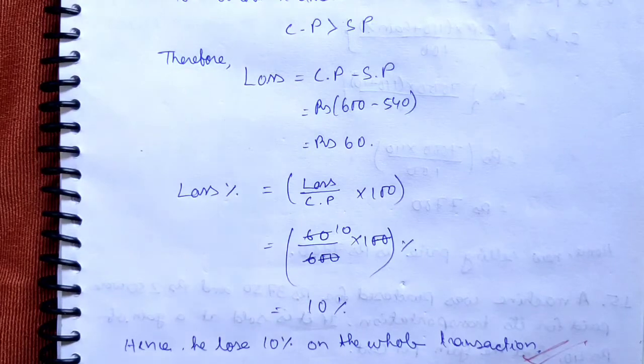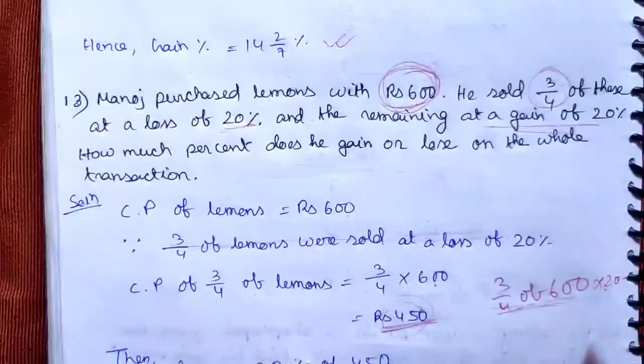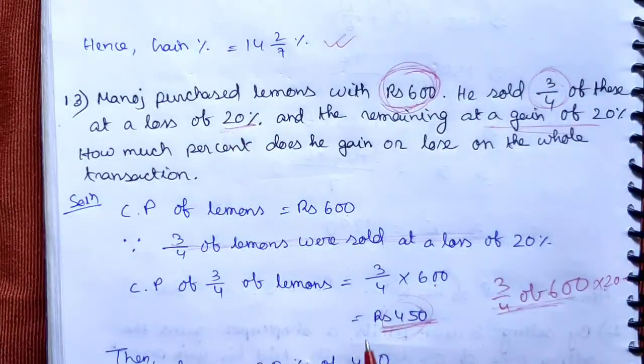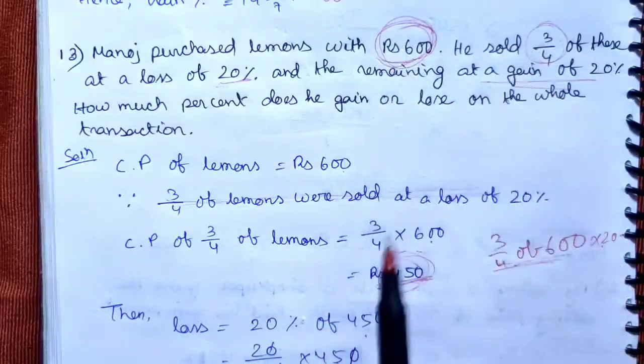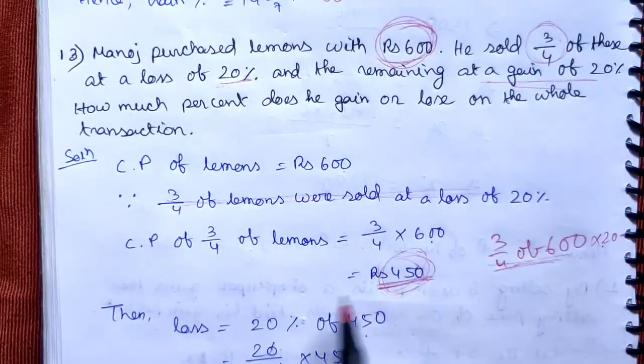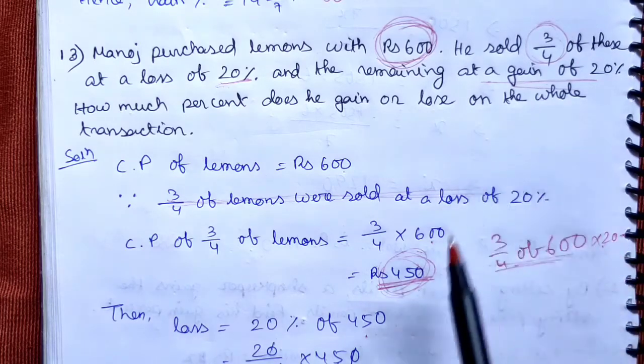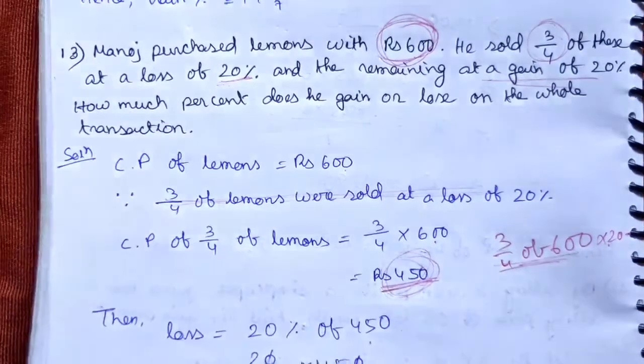First we have to find out the CP. Look, in the first case, this 3 by 4th of it, and 20%, isn't it? So it was 450. Of this cost price he lost 20%. Okay, 3 by 4th of this means 450. So of this 450 he lost 20%. Okay, 20% of 450 he lost. So we find out 20%, and the remaining is what? 600 minus 450. So 600 minus 450 is what? It is 150, isn't it?